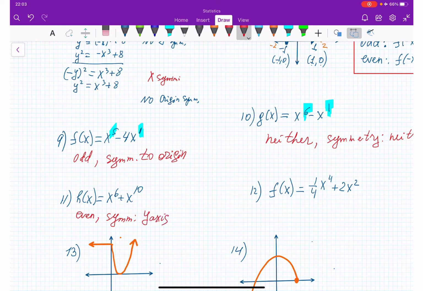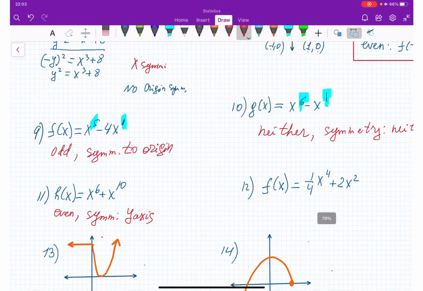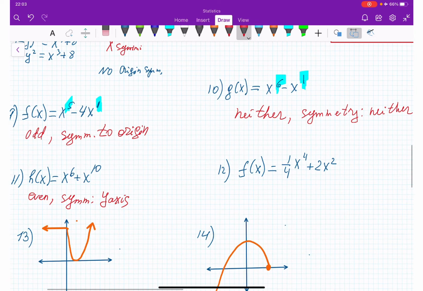Question number 12. So we have degree 4, we have degree 2. Is this odd, even, or neither? Of course it's even. Both of them are even, so it's even. If it's even, then it's symmetric to the y-axis, yes? Okay.